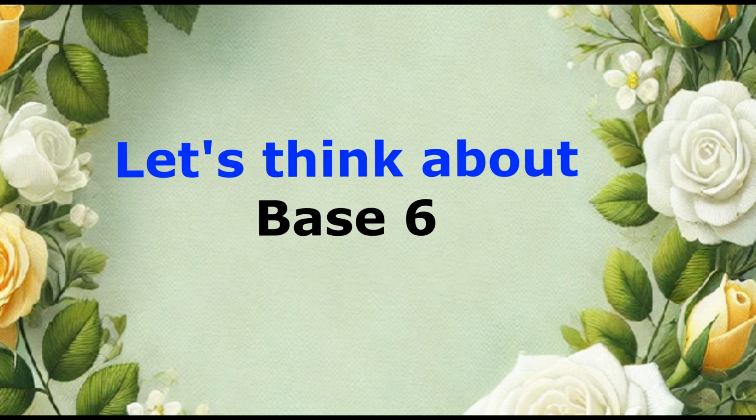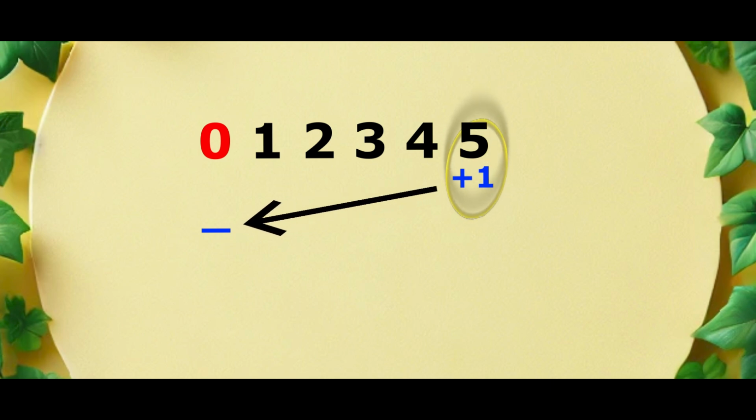Now, let's think about base 6. Here, we use only 6 symbols: 0, 1, 2, 3, 4, and 5. But what happens after 5? Instead of introducing a new symbol, we group 6 objects together into one unit and create a new place to the left, where each unit represents 6. This means that the number 6, as we know it in base 10, is represented in base 6 as the digits 1 and 0.